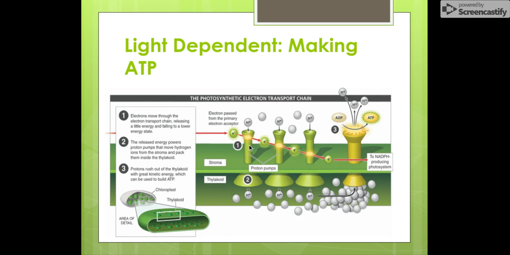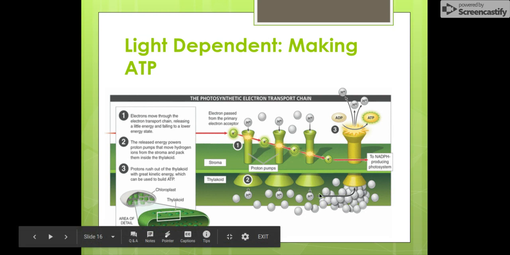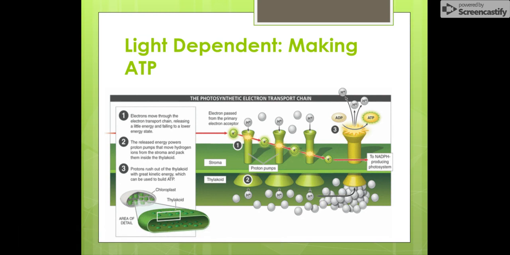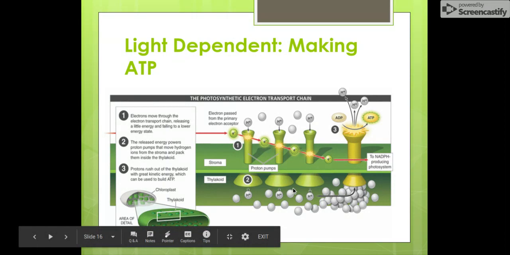And that energy is used by these proton pumps to take these hydrogen ions, these protons, and pump them into the thylakoid. What we're doing here is creating a concentration gradient where we have a lot more hydrogen ions inside the thylakoid than we do outside. We'll see this exact same process, almost exactly the same, in cellular respiration as well. So make sure that you know kind of what's happening here.